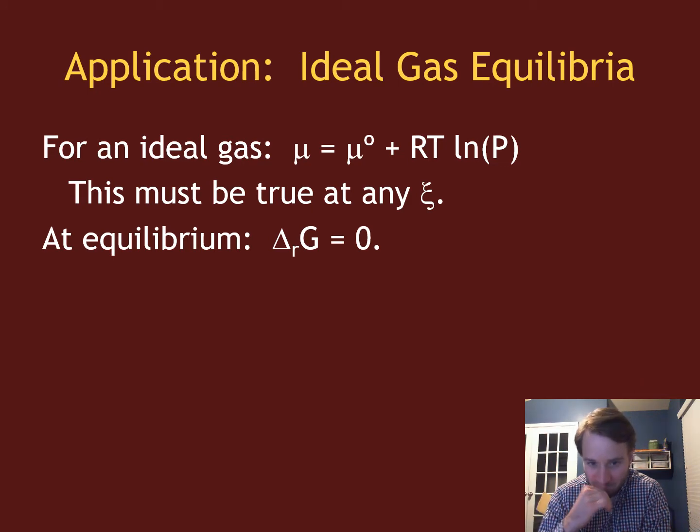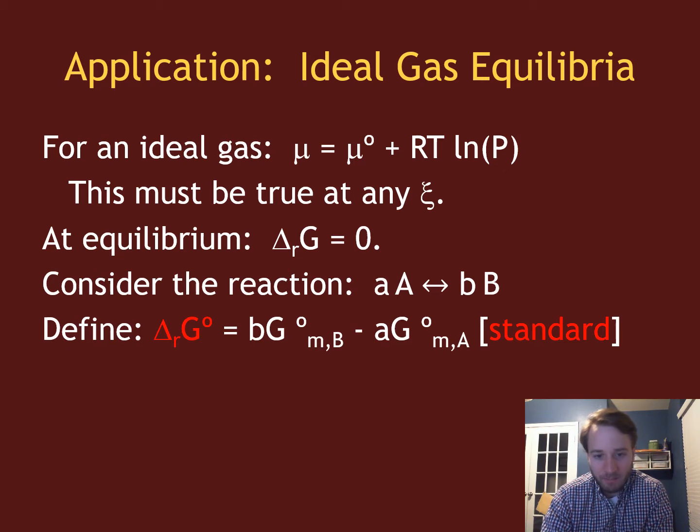And this is true for any point in the reaction. At equilibrium, we know the free energy change for that reaction is equal to 0, because it's reached equilibrium, assuming constant temperature and pressure conditions. That free energy change equals 0, which means you're at equilibrium.